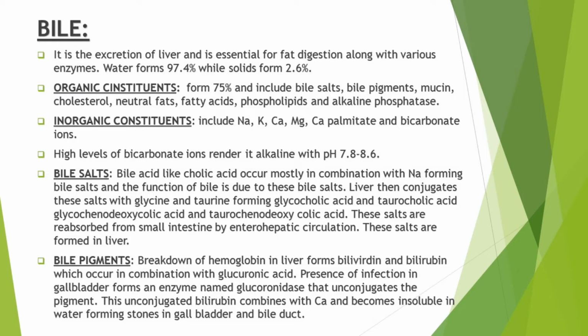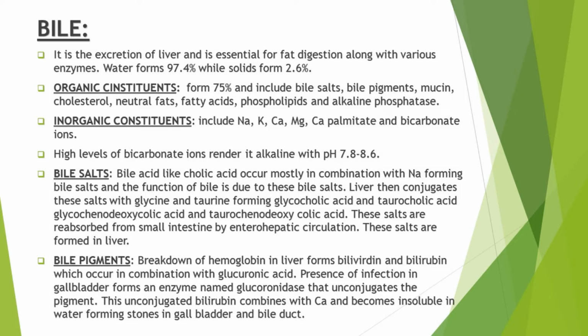Now let's talk about bile pigments. Breakdown of hemoglobin occurs in liver. One of the products of hemoglobin breakdown is biliverdin and bilirubin, which occurs in combination with glucuronic acid. So these biliverdin and bilirubin substances are conjugated with glucuronic acid.